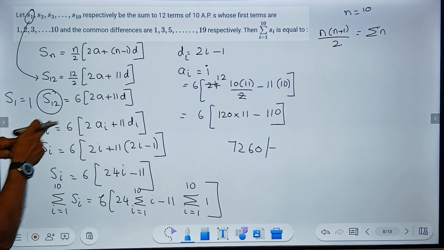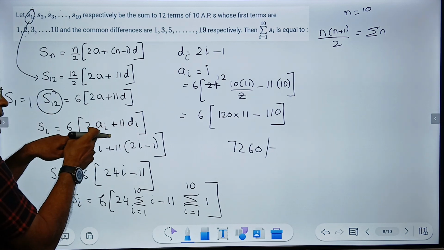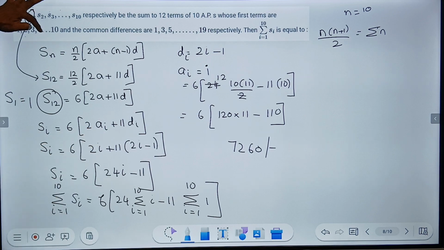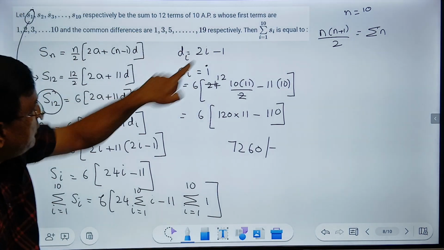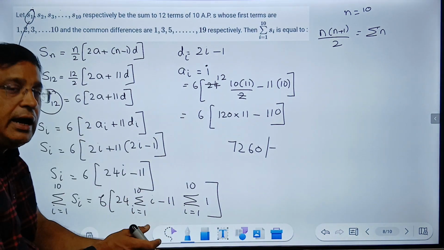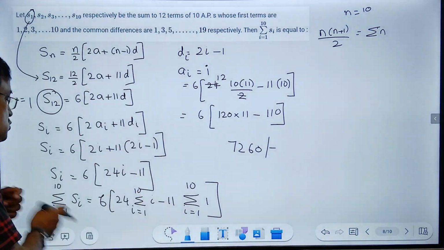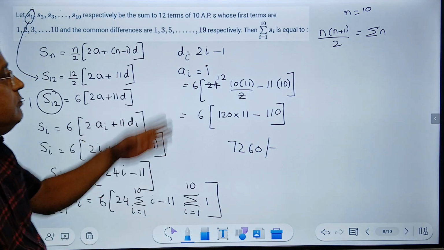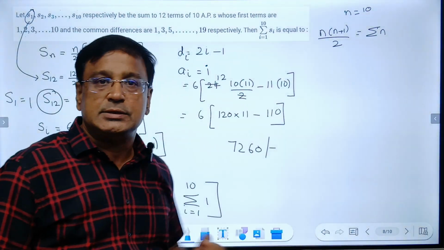For the ith term, it will be ai and di. But what is my ai? My ai will be i and di will be 2i minus 1. Once you get Si, but I don't want only Si, I want S1 to S10. So I add all of them. When I add all of them, by simple calculation, you get the answer.